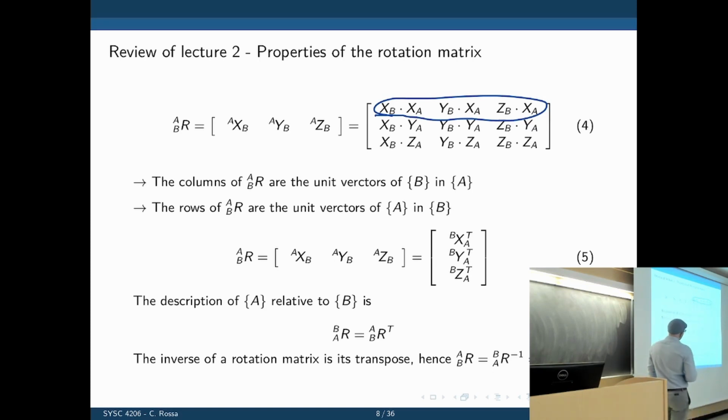And another interesting observation that we should make here is the fact that the transpose is the same as the inverse when it comes to a rotation matrix. And that will come in handy later. The inverse of the rotation matrix is its transpose.